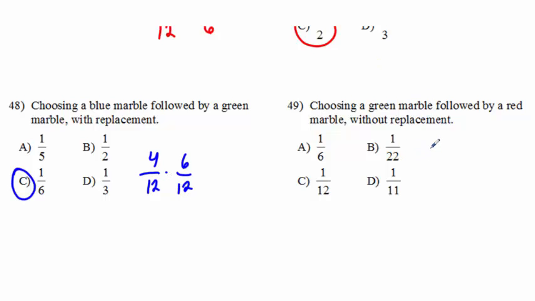For 49, we want to take out a green marble, which is 6 out of 12, but then we want to take out a red marble, and this is without replacement. So we take out the green marble, we don't put it back, and we take out a red marble. And so there's 2 red marbles, but now there's only 11 to pick from. So we simplify this and we get our answer, which is D.